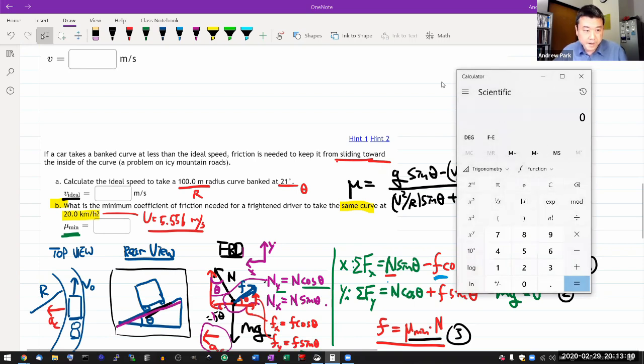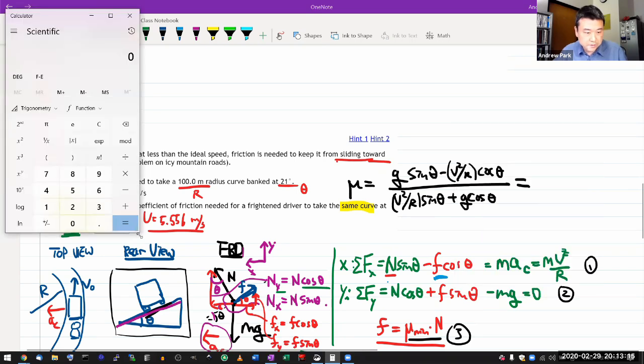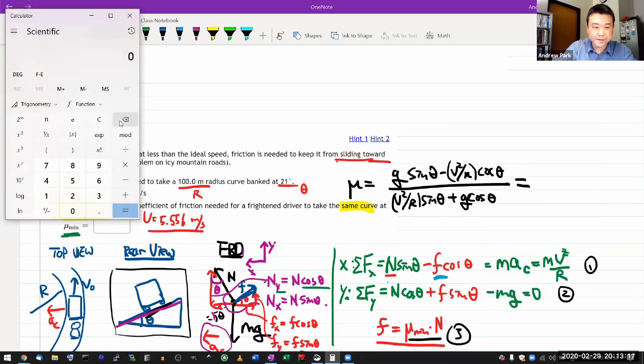So I have g, I'll just use 9.8. Let me not make this complicated. 9.8 times sine of theta. Theta is 21 degrees. Sine of theta minus, let me do parenthesis, the speed is 5.556 meters per second squared divided by the radius, 100. Times, and this particular calculator actually obeys order of operations. That's why I'm doing it this way. You should know how your calculator works.